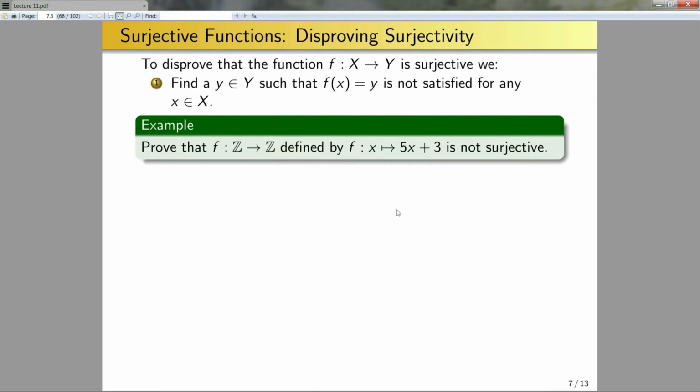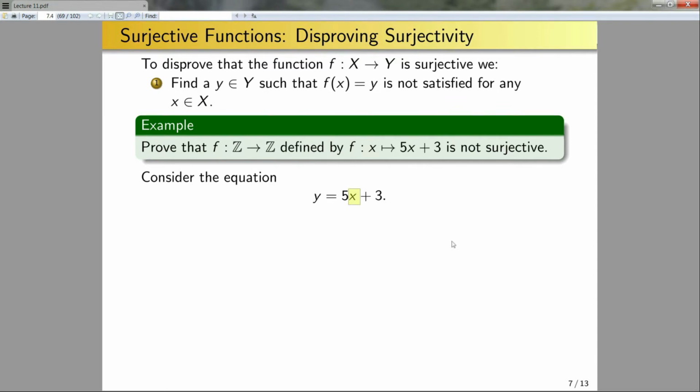Prove that the function f mapping from Z to Z, defined by f is equal to this linear mapping here, is not surjective. Well, as usual, when trying to find a counterexample, it's usually best to start by just examining the object that I want to find a counterexample for. So let's do this. So consider the equation y is equal to 5x plus 3. So if I want to show that this is not surjective, I need to show that there's some value of y such that I can find no integer x that would satisfy this equation.